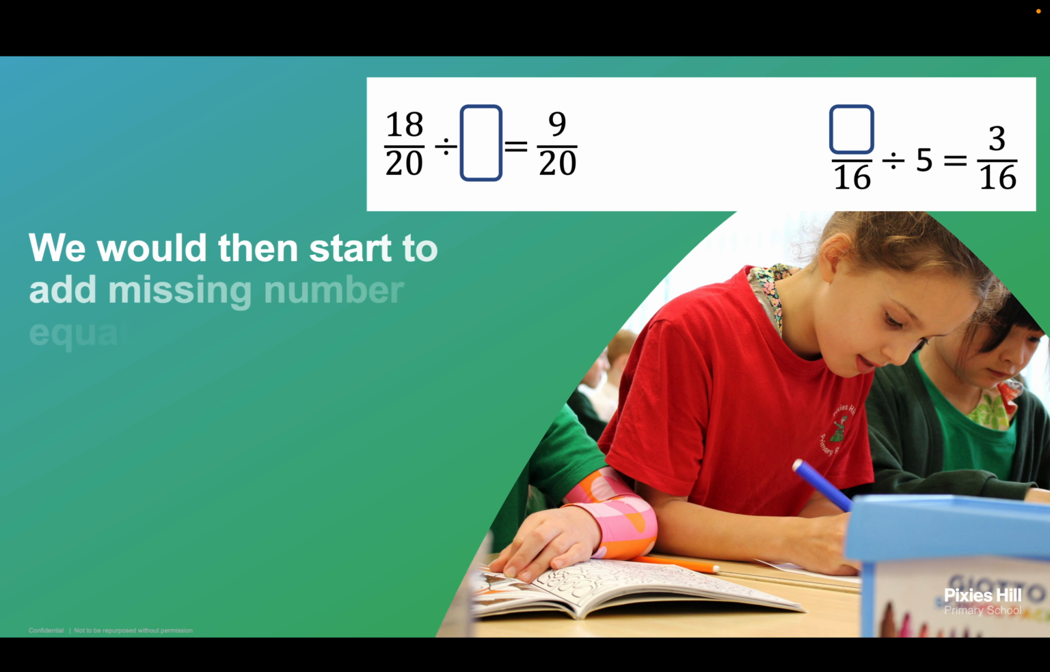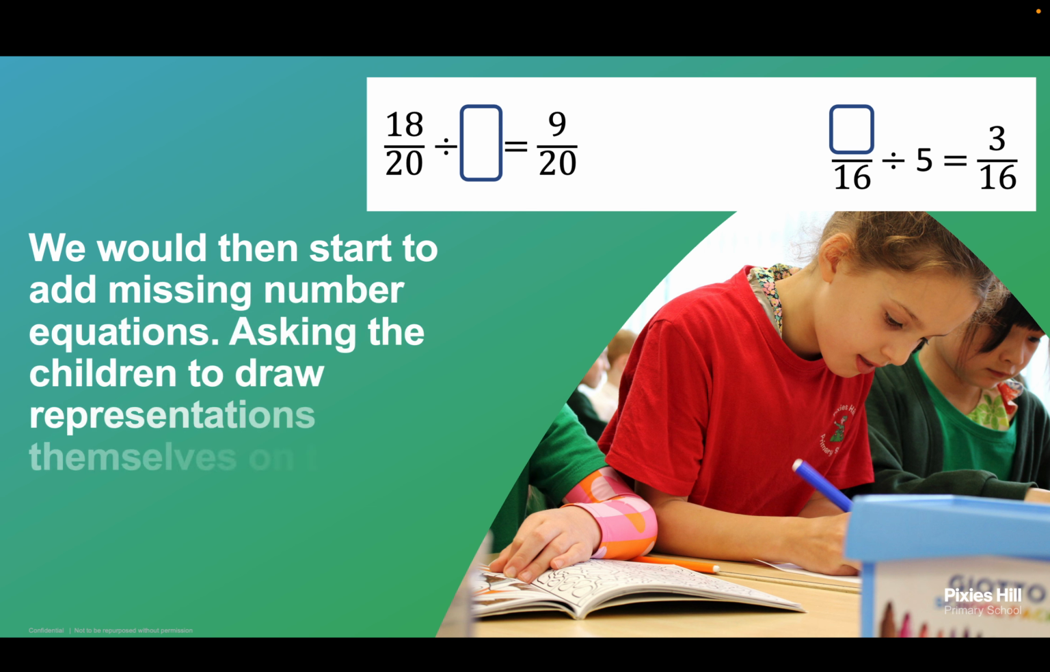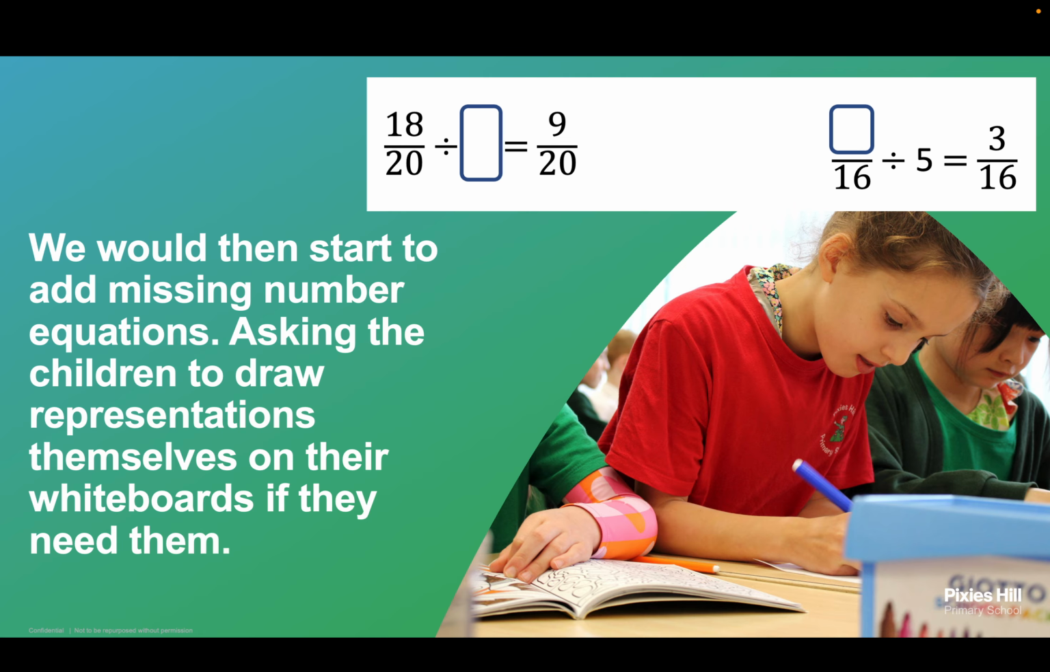Next, we introduce missing number equations. These encourage children to think critically and apply what they've learned. At this stage, we encourage children to draw their own representations on whiteboards if they need them. This promotes independence and deeper understanding.